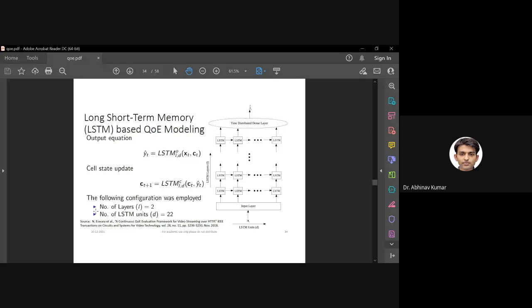So motivated by that, this kind of LSTM based approach was used, multi-layered, 2 layers in this case, with different, I think 22 units. There was an optimization done over the number of layers and over units also, but I will not go into that much level of detail here in interest of time.